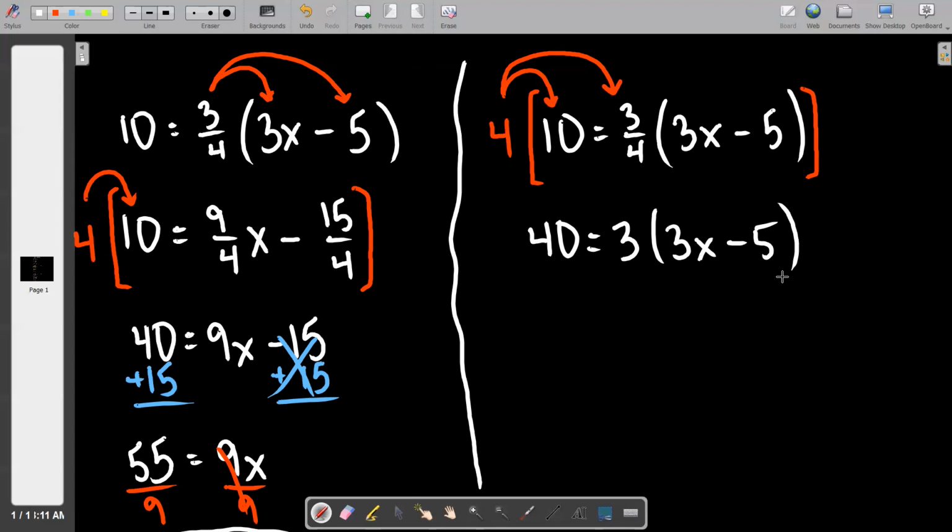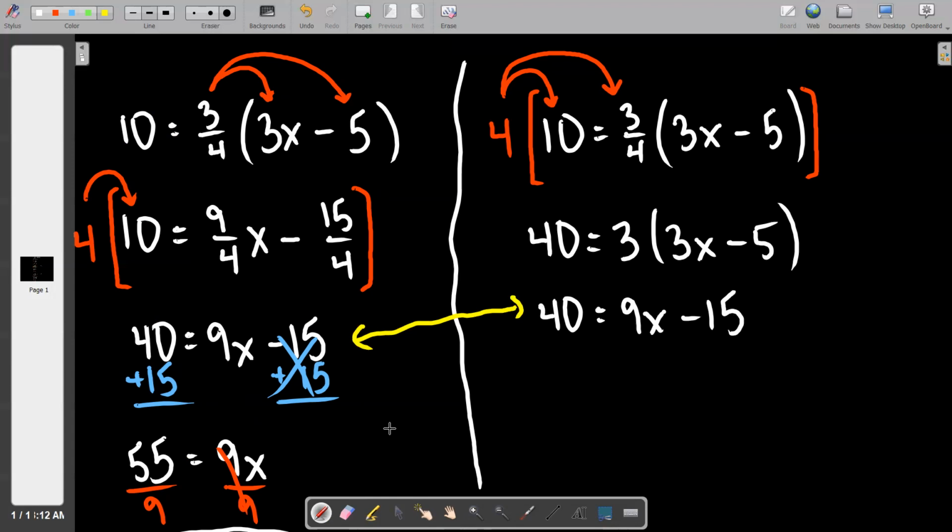It's taken care of. And now you'll see here in the next step that we just distribute, but we're distributing a whole number this time. And that's why this might be a more attractive method for you. So we have 9x minus 15. And I would say from here, you're probably not paying attention if these two things aren't looking familiar. So from there, you would proceed as normal.